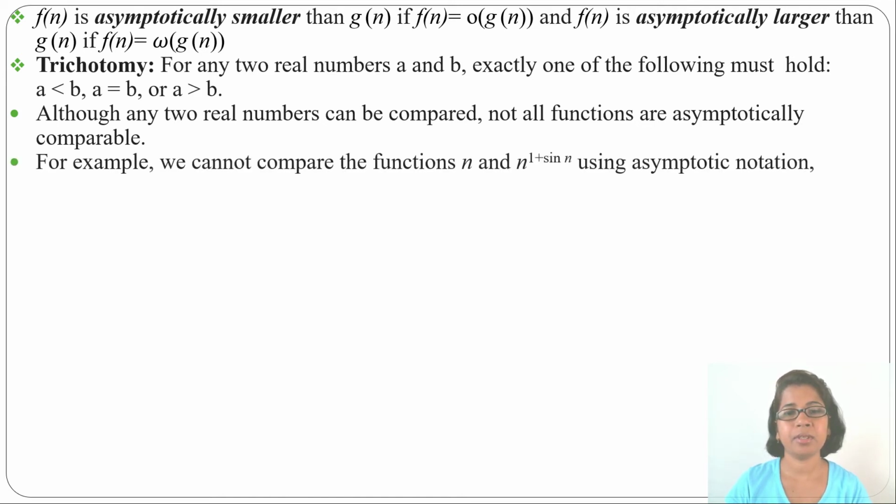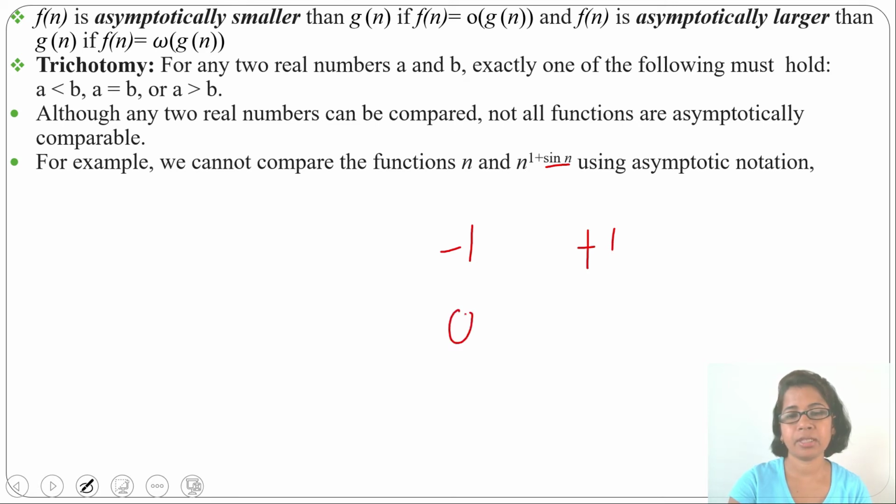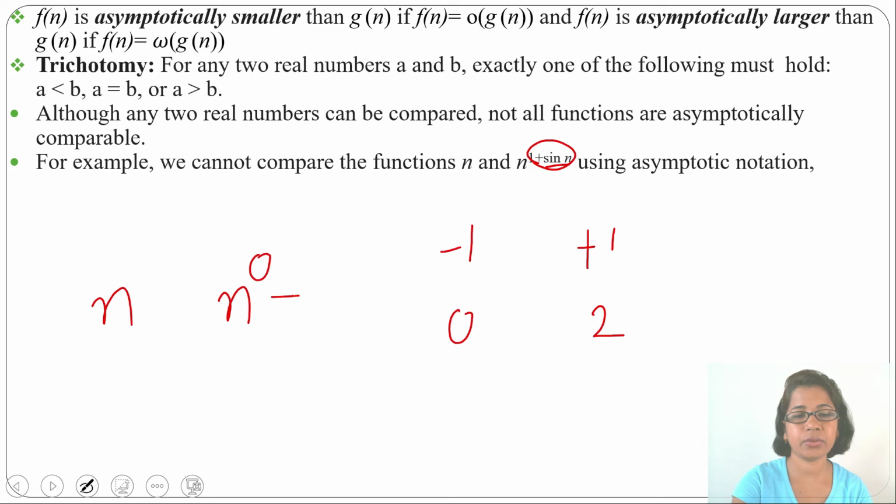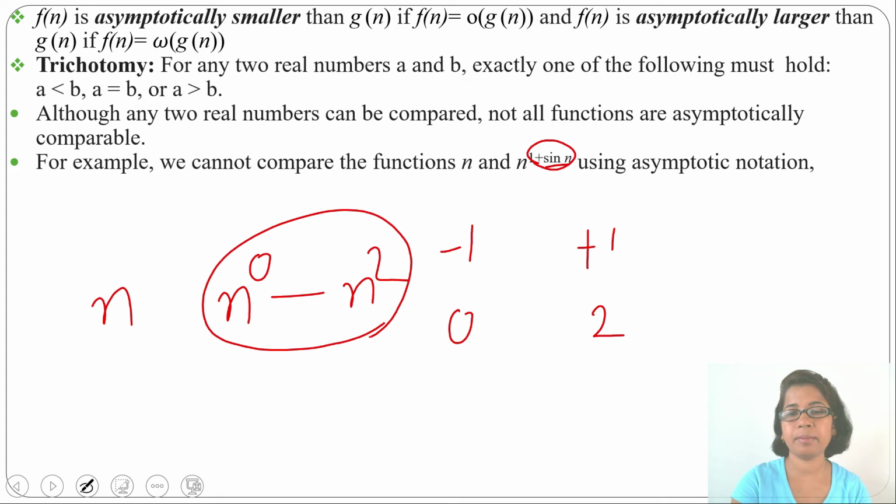Let's take an example. n is one function, n power (1 plus sin n) is another function. We know the sin n value ranges between -1 and +1. So 1 plus sin n: 1 minus 1 is 0, 1 plus 1 is 2. Means we need to compare the n function with n power 0 to n power 2. This is a range. n power (1 plus sin n) has its value range between n power 0 and n power 2. It's not a single function, its value varies.